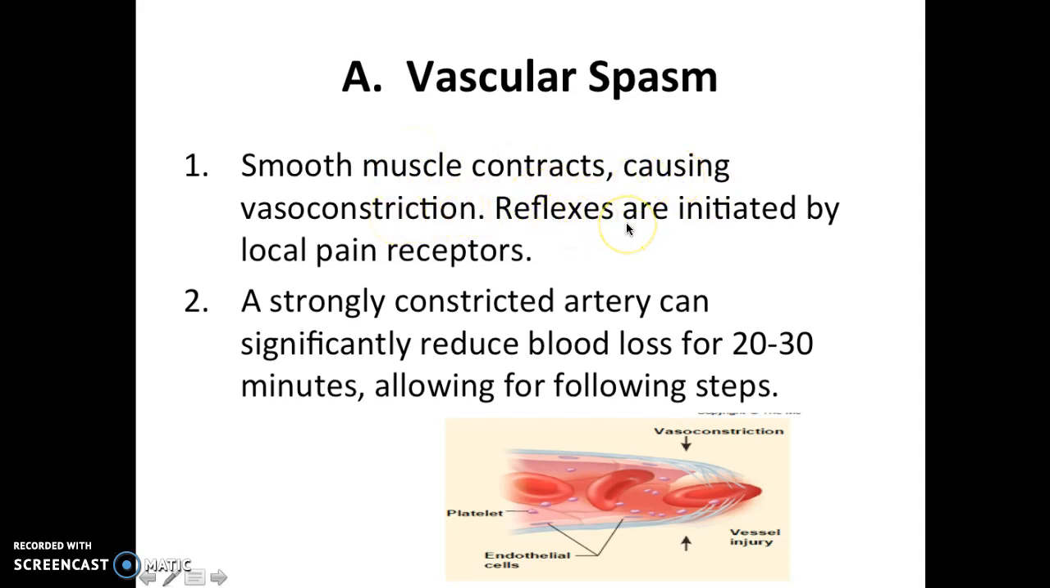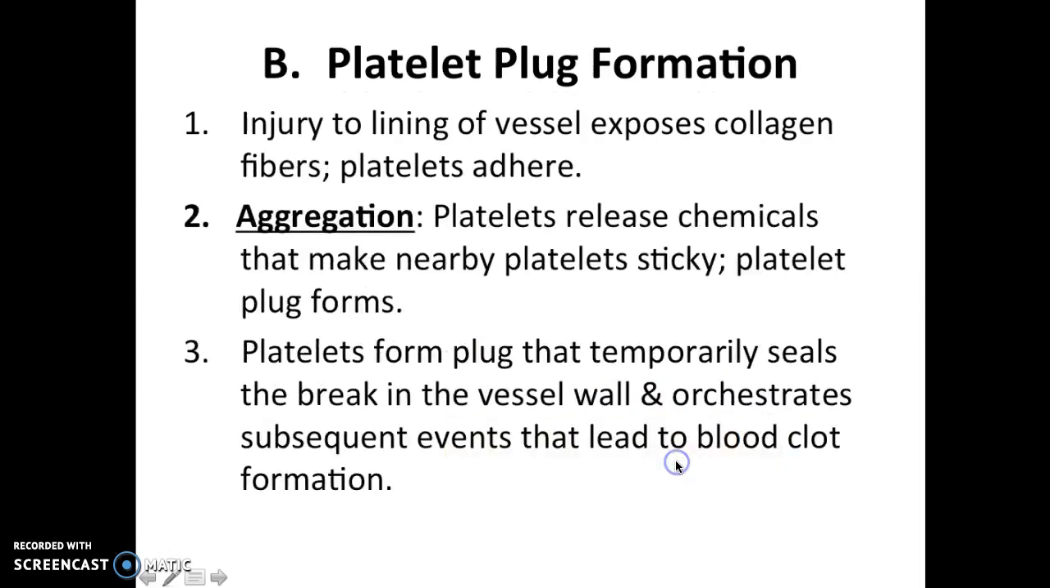These reflexes are actually started because of the pain receptors. So when you feel pain, that is the way that your body is trying to stop the bleeding with smooth muscle contraction. A strongly constricted artery can reduce blood loss for up to 20 to 30 minutes, allowing for the following steps. So step 1, smooth muscle constricts.